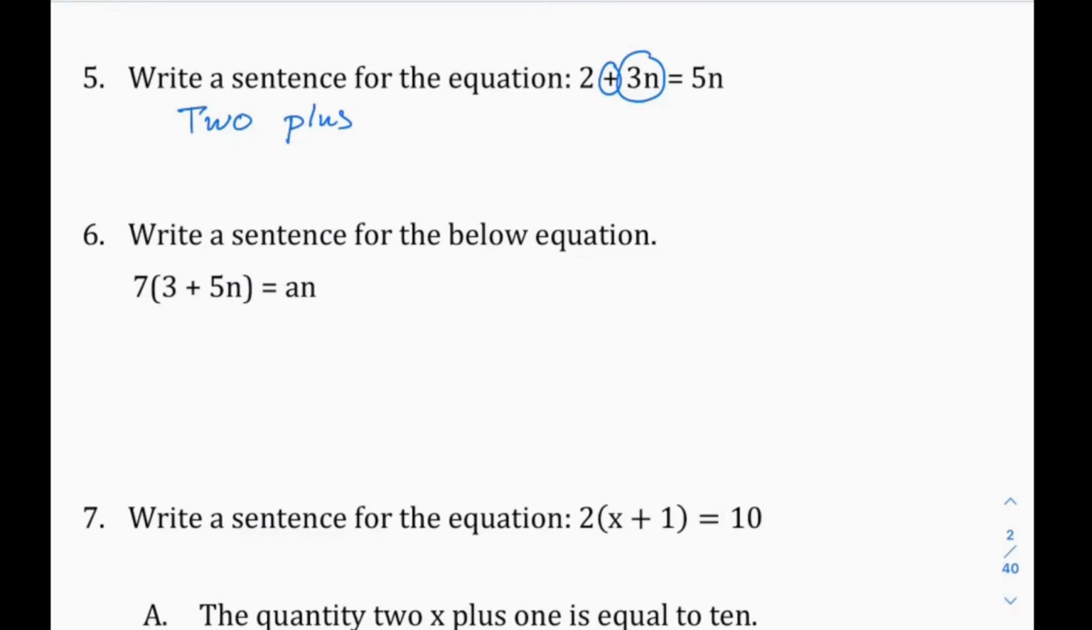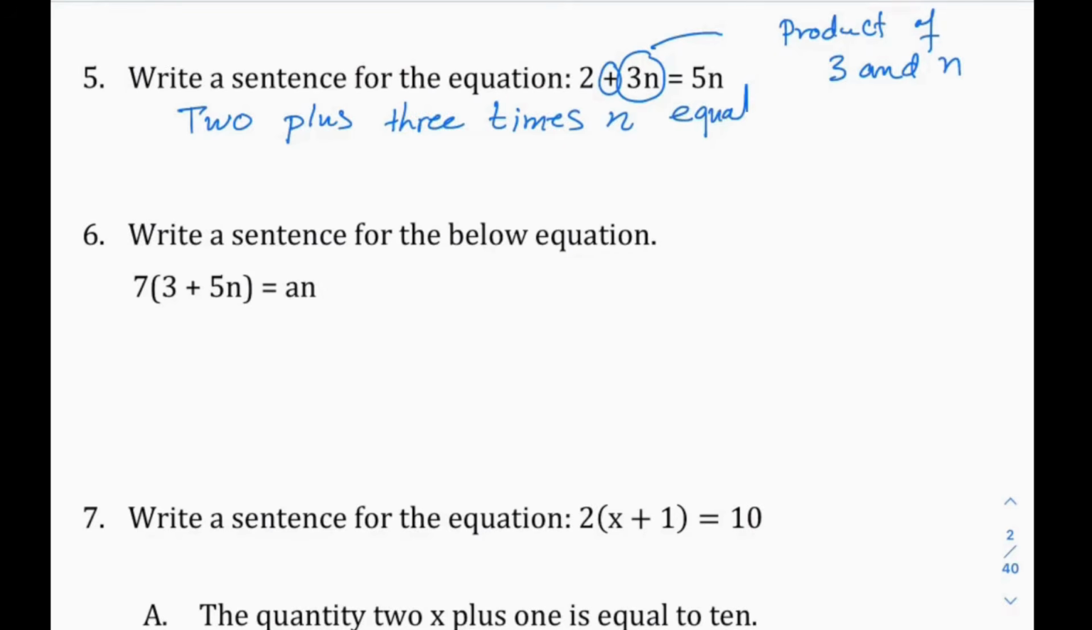Now 3n is 3 times n. So you can write 3 times n, or 3 multiplied by n, or you can also say the product of 3 and n. Usually use the simplest way, which is plus, multiplied, or times. A number n equals, or is the same as, or is equal to 5.